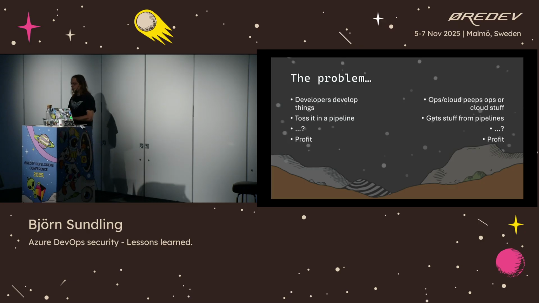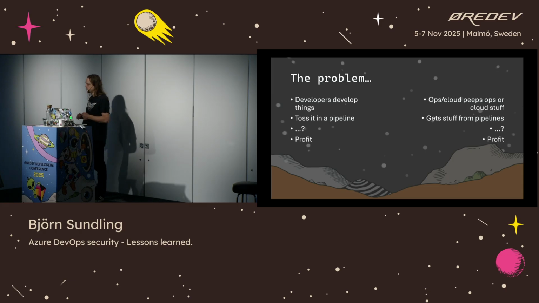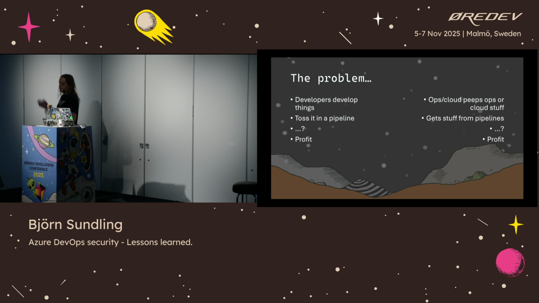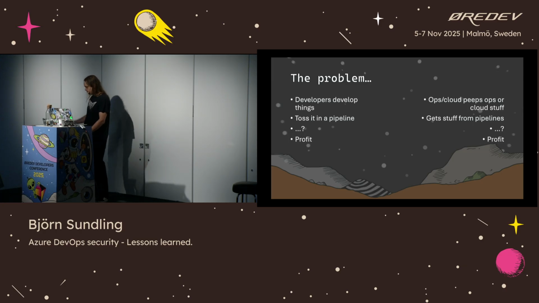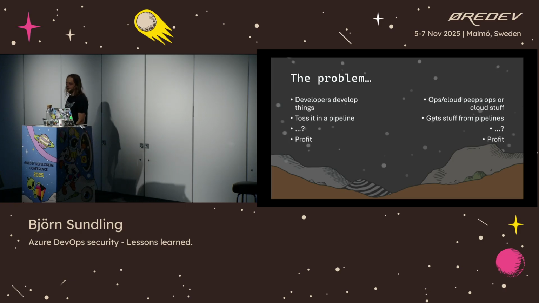So we have developers. I'm going to imagine most of you here are some kind of developer, right? You write code, you do awesome stuff, fantastic product, toss it into a pipeline, everything is awesome, yay. On the other side, we have our ops, cloud, whatever, peeps, doing their stuff, writing infrastructure as code or deploying landing zones, tossing it into a pipeline, and profit, off we go, fantastic.